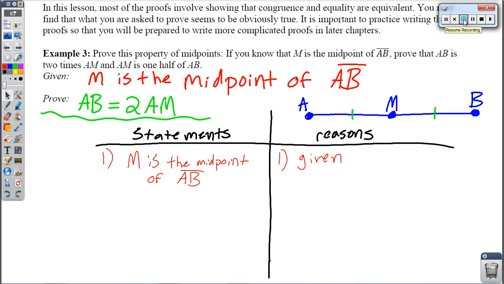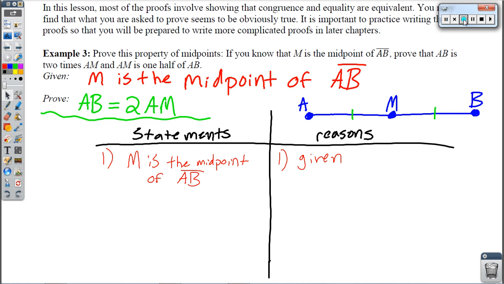The first step of every proof that we do is going to be what we are given. So statement one, we start with what we're given. We're given that M is the midpoint of AB. On the right side, you can see a picture of what's going on here. Point M is in the middle of segment AB. More specifically, it is exactly in the middle. It is the midpoint, which means that M bisects the segment.